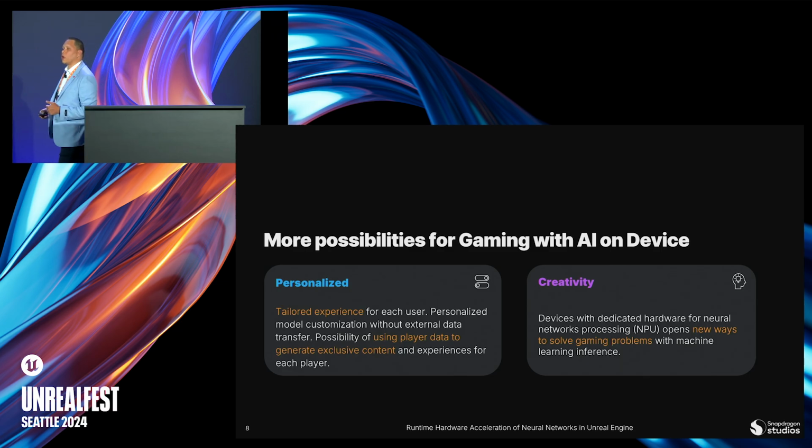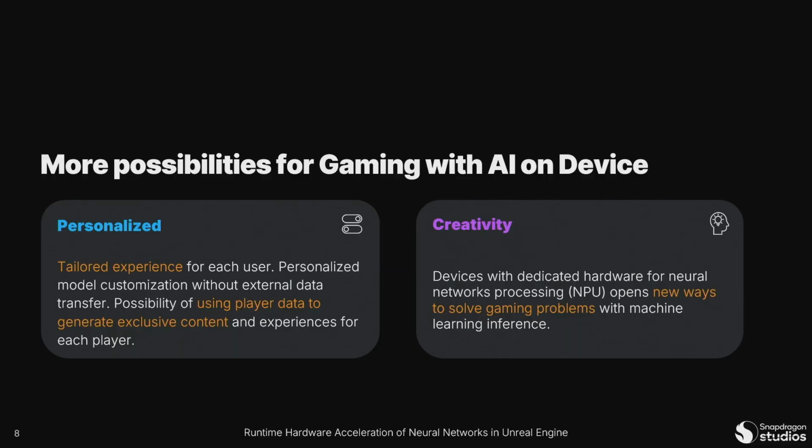Also, you can explore creativity, because right now there are more and more devices with neural processor capacity. So you can dare to explore new ways to solve gaming problems. Before, we had a technical wall that prevented us from going into neural networks because it was very demanding on resources. But now that wall is getting out of the way because you have devices capable of doing so. So you can dare to be creative in your work.